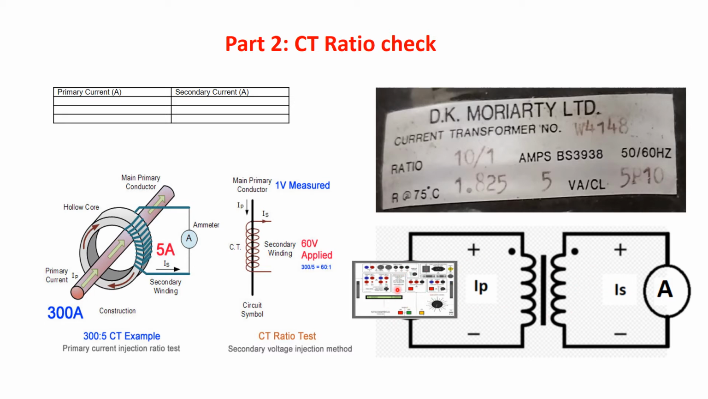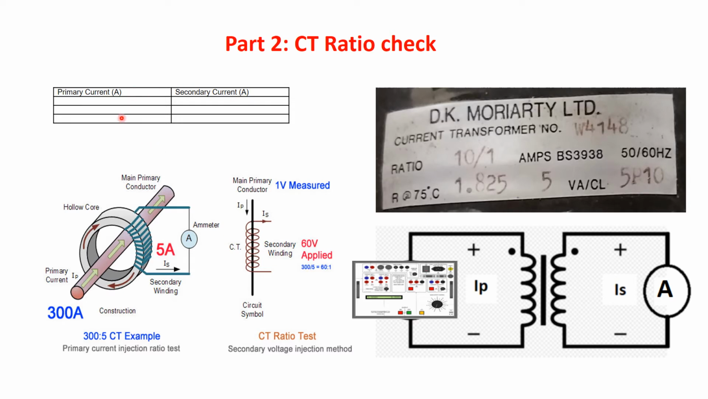For that reason, we need special equipment we have in the lab called MK4 100. So we can use this one as a current source to inject a current to the primary. And as you can see here, we have two methods for the ratio test for the CTs. The first one is the primary current injection ratio test, or the secondary voltage injection method. So as you saw, what we are using here in the lab is the primary current injection. We're going to inject a current to the primary and check the corresponding current in the secondary.